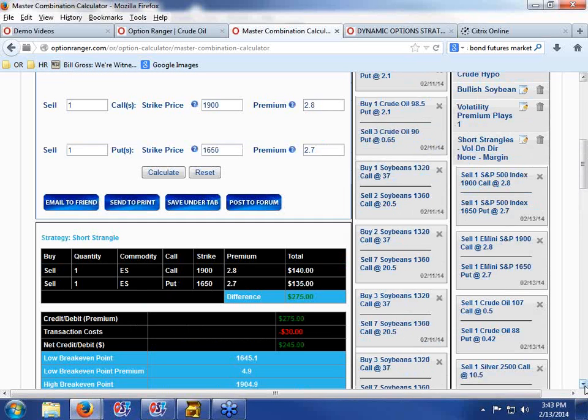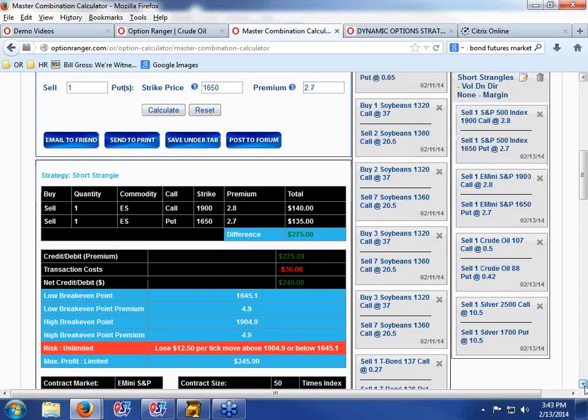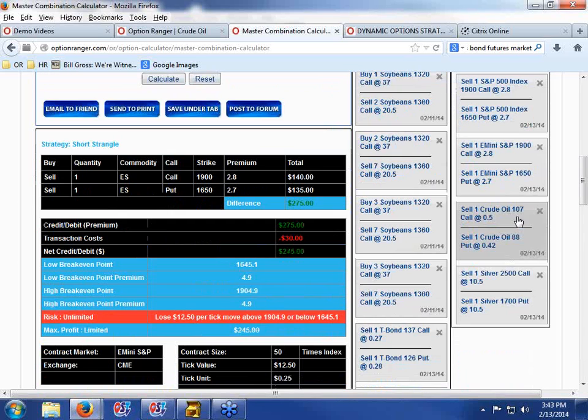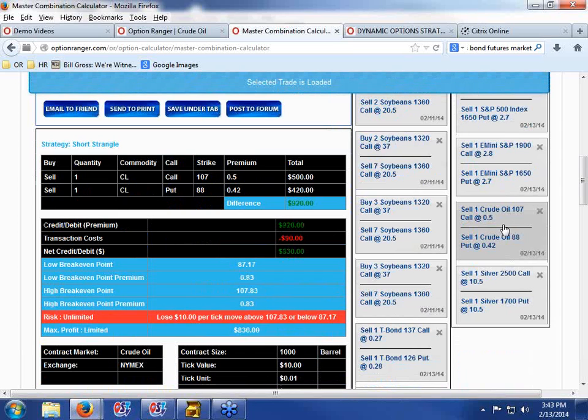Let's look at another market now again, and the way you make these decisions in many cases is by looking at a chart. So let's first of all look at a crude oil trade.